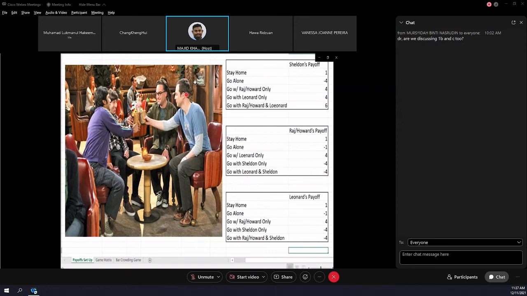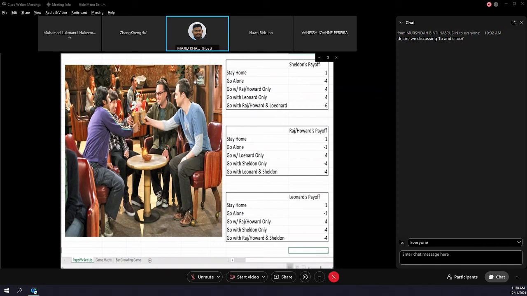Next, regarding Leonard, Leonard also has the same feeling, but he actually feels quite sorry for Sheldon because nobody will talk to Sheldon. So if he stays at home, the payoff is still the same, 1. Going alone is still happy, he can go and date, that's why -1. If he goes with Raj and Howard, definitely they are thick friends, they will get 4. And definitely if Sheldon is there, they will have -4 and -4 respectively. Okay, so the question is, how are you going to represent it in a 3x3 game?